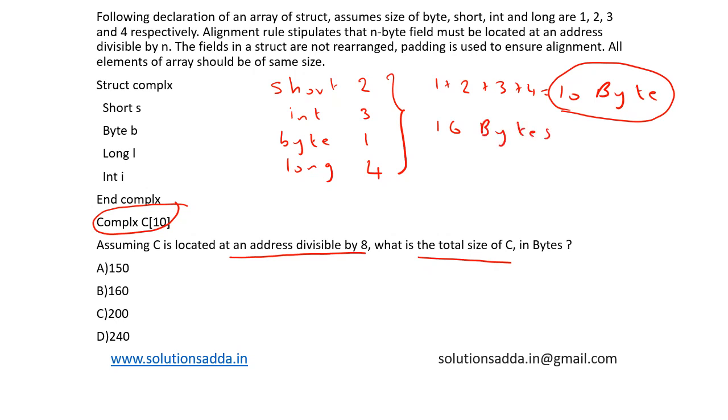And we are given an array of C of 10. So 10 such locations are needed. So 16 into 10, we have 160. So the total size is 160 bytes.